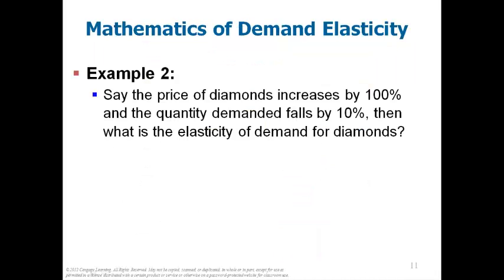Alright, second example, try to do it on your own first. So say the price of diamonds increases by 100% and the quantity demanded falls by 10%, then what is the elasticity of demand for diamonds? So go ahead and calculate it really quick. Now remember, the key here is just remembering what goes on top and what goes on bottom. So it's the percentage change in quantity demanded divided by the percentage change in price. So the 10% goes on top and the 100% goes on bottom. So we have negative 10% divided by 100% is equal to negative 0.1.